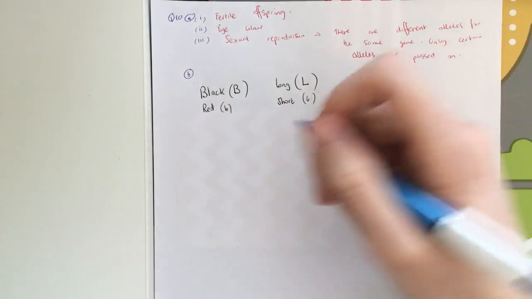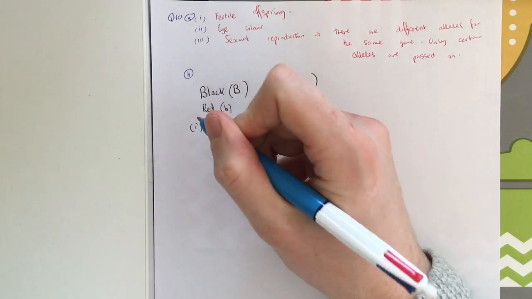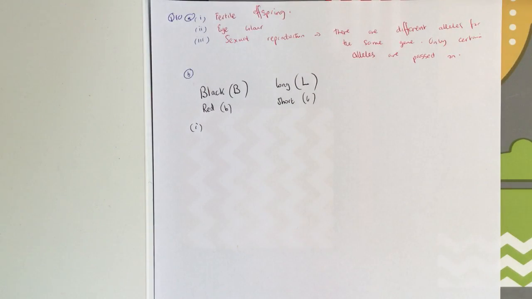We're told here, part 1, we're told a black-eyed rabbit with long ears was crossed with a red-eyed rabbit with short ears. The offspring of this cross included some rabbits with black eyes and short ears, while others had red eyes and long ears. Assuming the genes are not linked, that's important, using the symbols given above, write out the genotype of the black-eyed, long-eared parent.